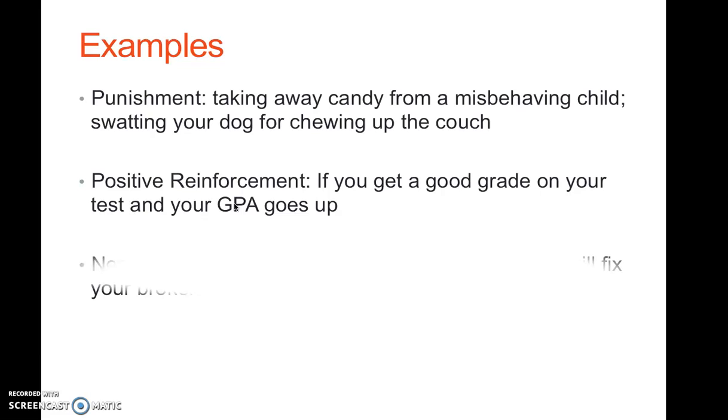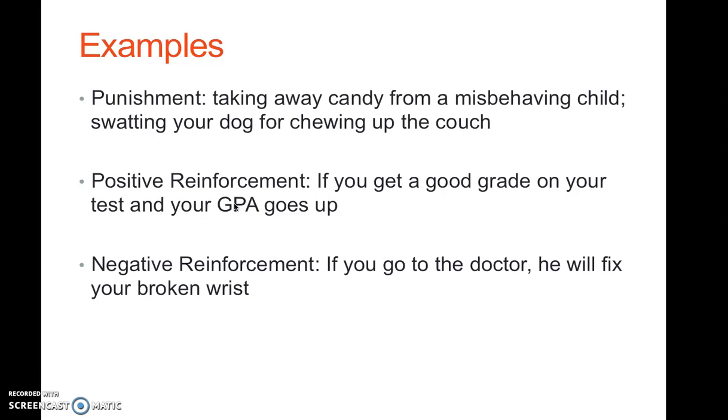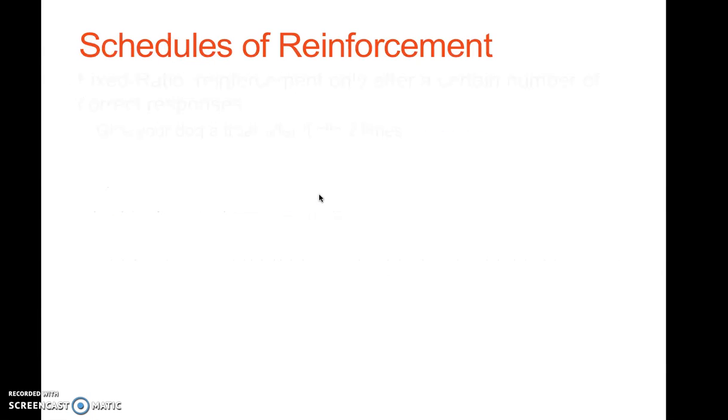A couple of examples. We have punishment, like taking away candy from a misbehaving child or swatting your dog for chewing up the couch. Positive reinforcement: if you get a good grade on your test, your GPA goes up, you kind of want to do that again. And negative reinforcement: if you go to the doctor, he'll fix your broken wrist.